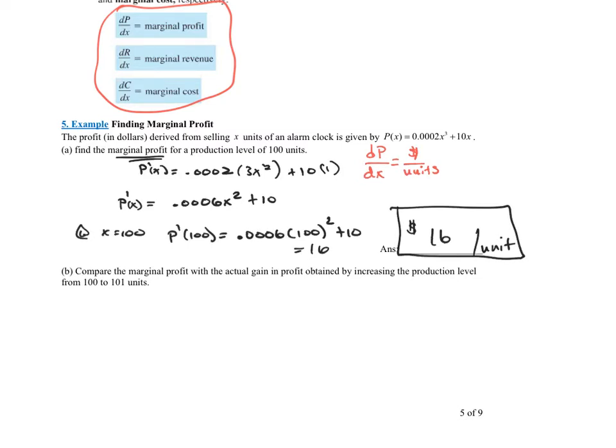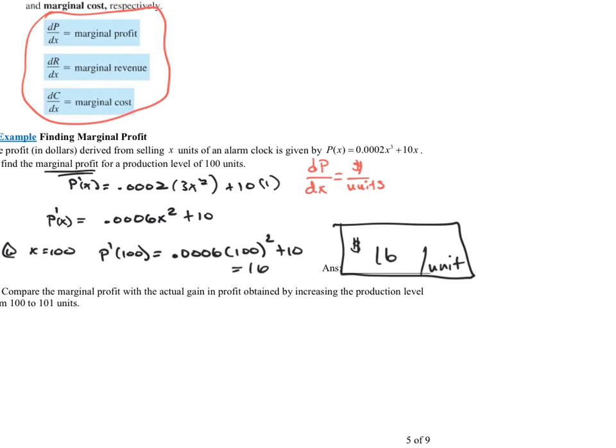I want to be very, very clear. That is not your actual profit. We are not saying you are profiting $16 if you sell 100 units. What we are saying is the increase in sales from 100, and since it's per unit, it'd be from 100 to the 101st unit. The change in your profit should be $16.